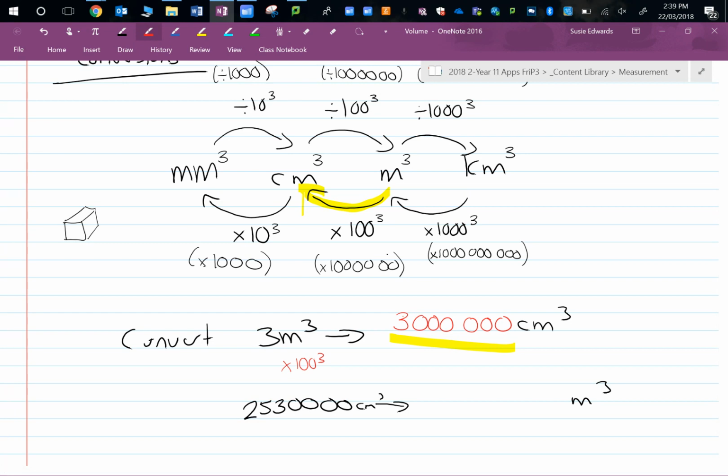Okay, so we're just moving the decimal place 6 decimal places as well, if you didn't have a calculator or you wanted to look at it that way.